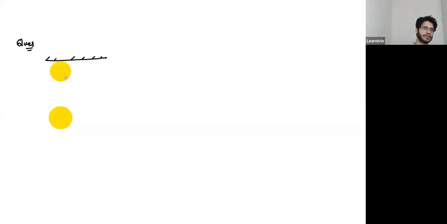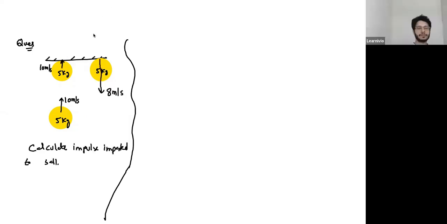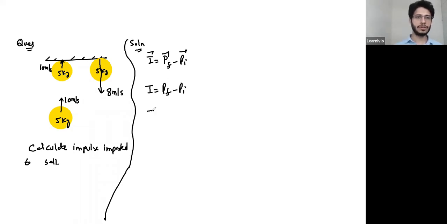This is a ball, it strikes the wall and then it rebounds. Let's see again, this is a one-dimensional problem. Impulse is final momentum minus initial momentum. Since the problem is again one dimension, you can just remove the vector sign: P final minus P initial. So it's mv final minus mv initial.